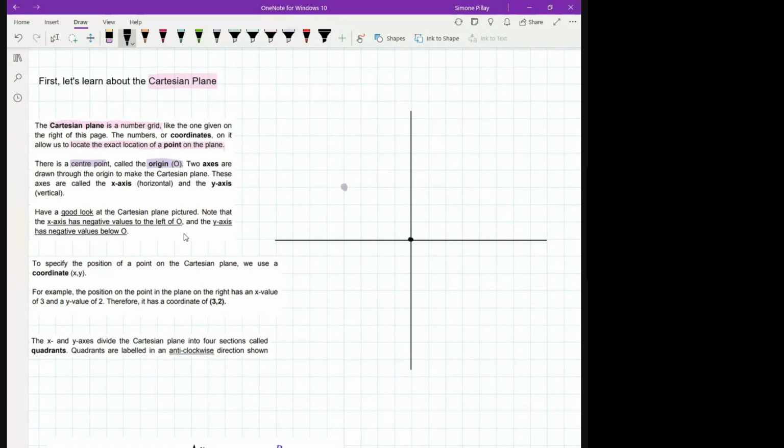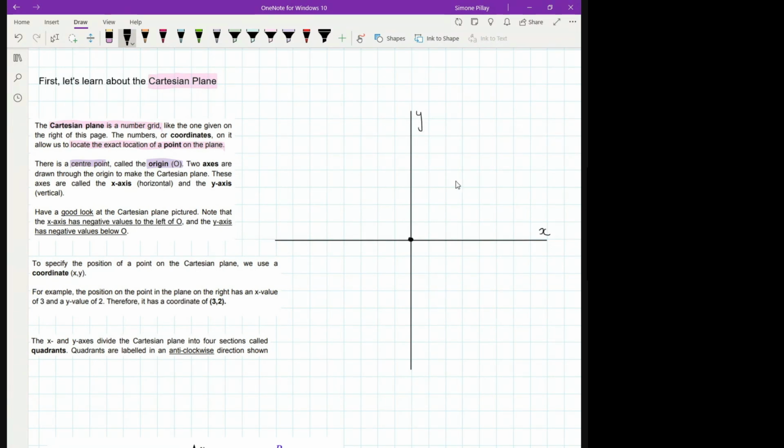When we talk about axes, we're just talking about these lines. So this is one axis, this is another axis. These two lines have been drawn through my center point to create what we call the Cartesian plane. These axes are called the x-axis and the y-axis. My x-axis is horizontal, so that is this axis over here. And we have the y-axis, which is vertical.